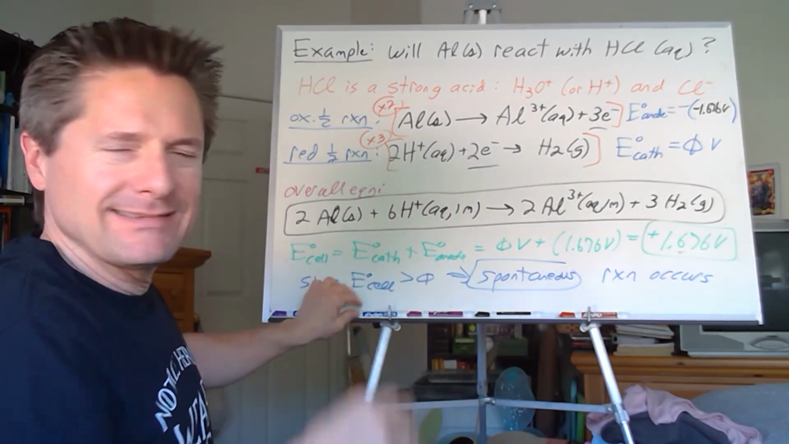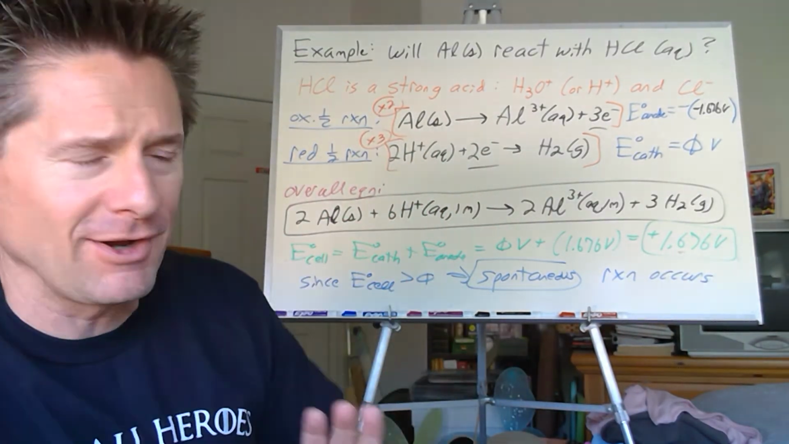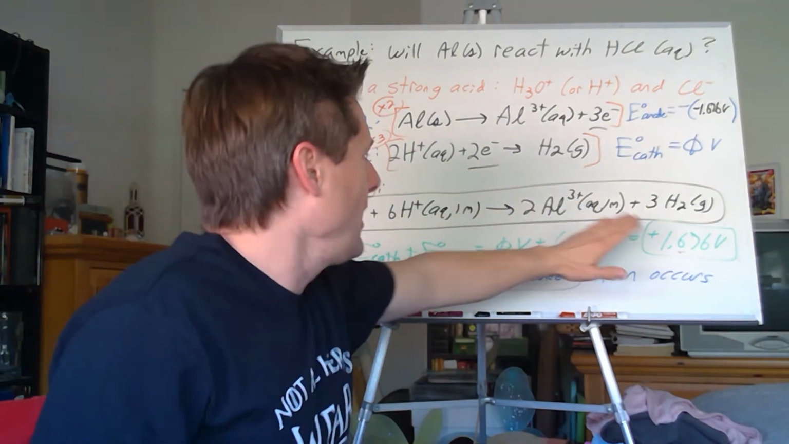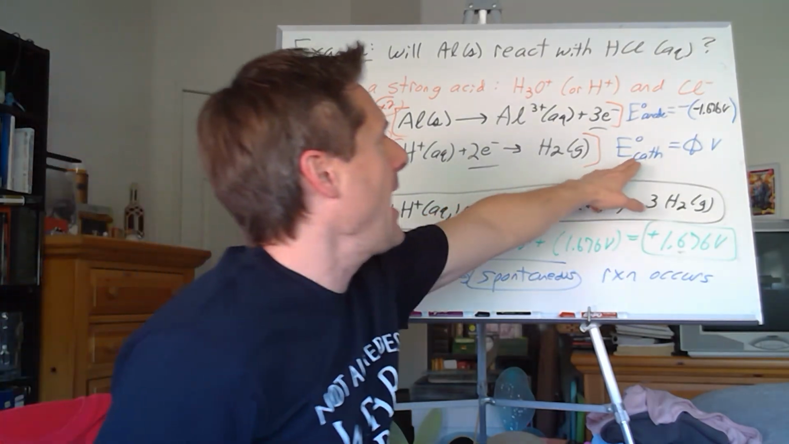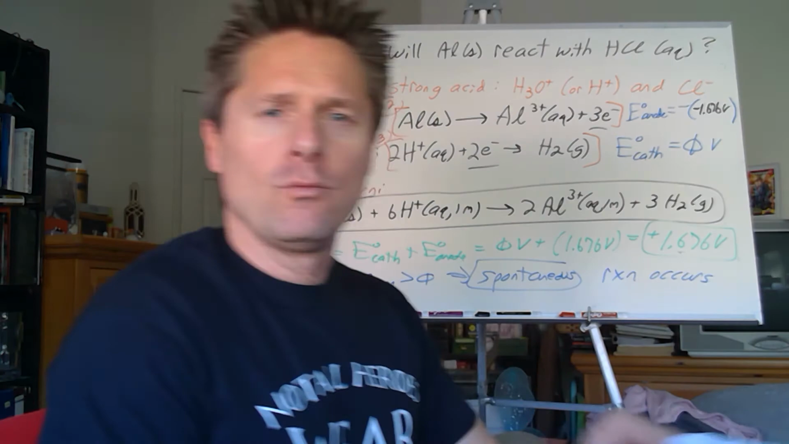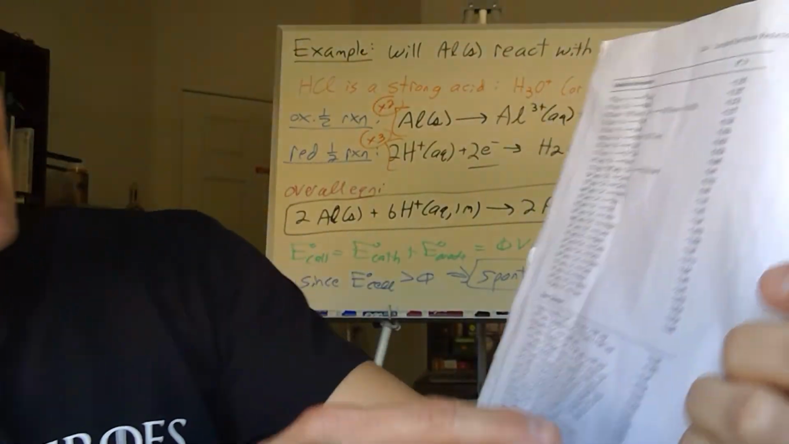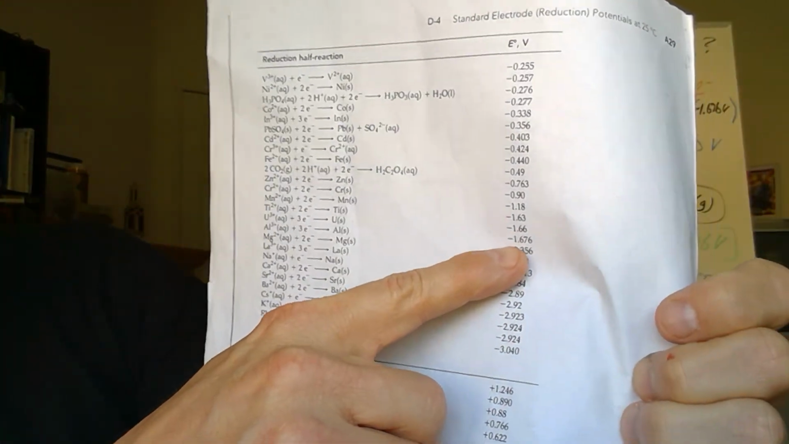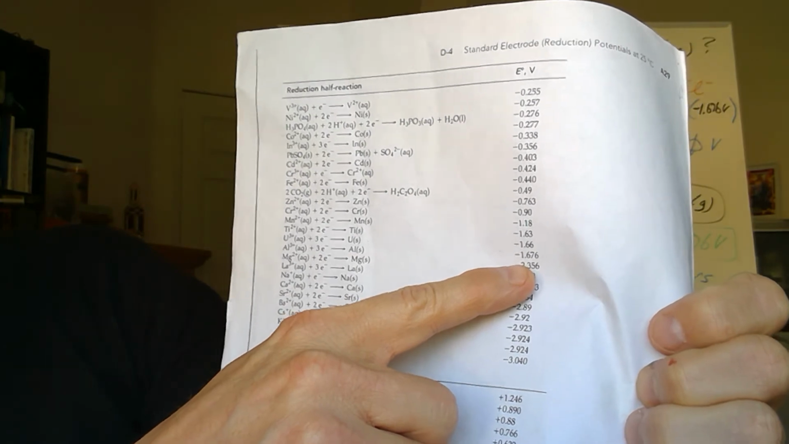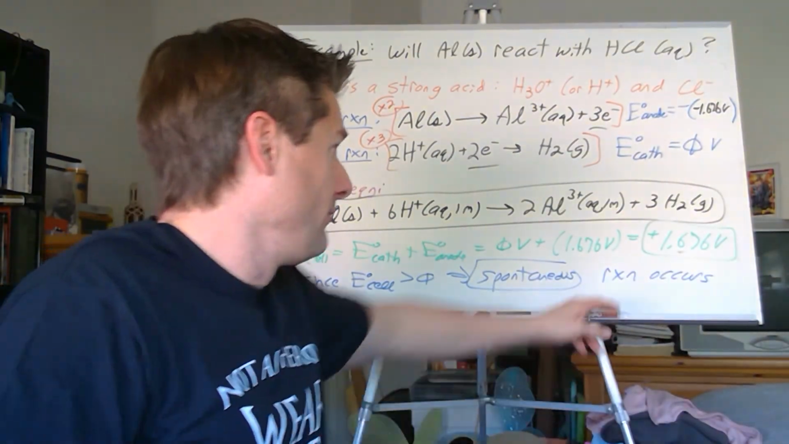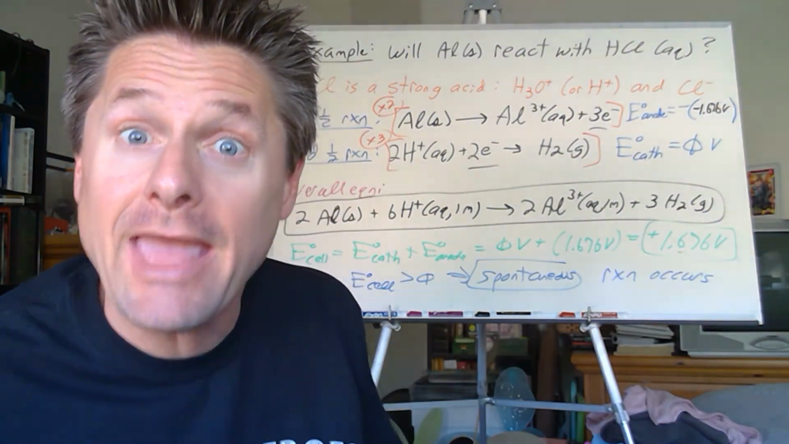So good practice there, but really we could have done this almost in our head. We could have just went, all right, well, we know we're adding these two together. The cathode is 0. The anode will be the reverse of what's on here. So you look up aluminum and go, well, what's the reverse of negative 1.676? Positive 1.676. So you could have just done that in your head.